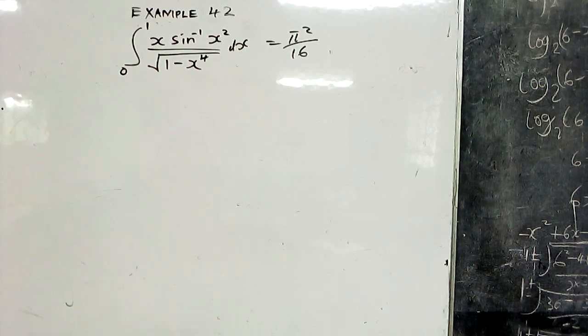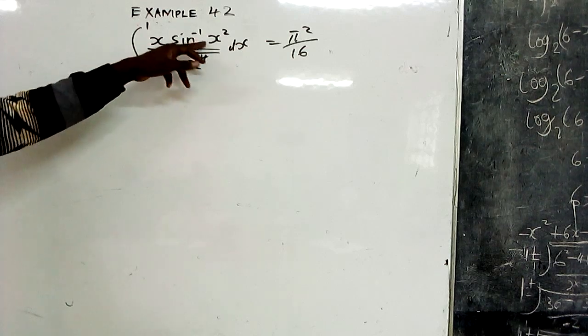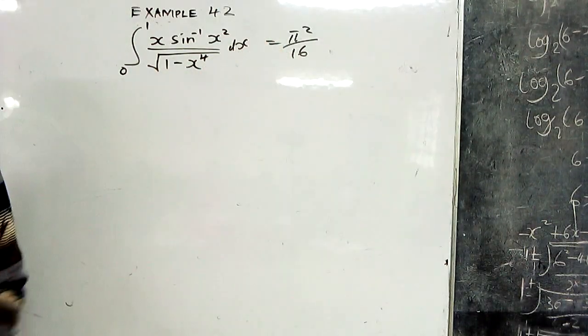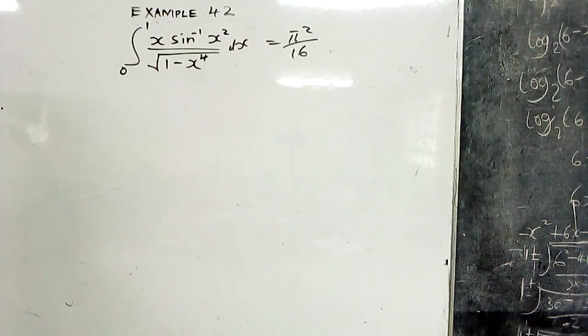Example 42. You've been told, use the substitution u equals x squared to show that integrating from 0 to 1 of x sine inverse of x squared dx over the square root of 1 minus x to the power 4 is simply pi squared over 16.